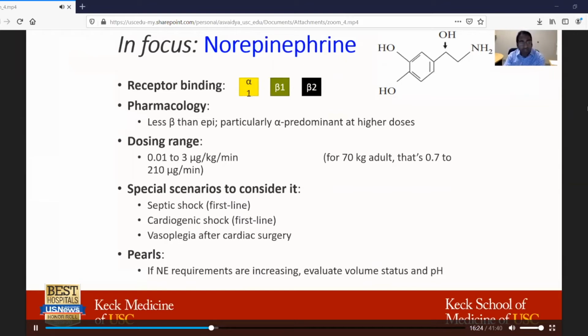An important pearl to remember is that if your norepinephrine requirements are increasing, two things you can't miss: you have to go back to the drawing board and make sure that you have a good assessment of the patient's volume status, that you're not treating hypovolemic shock, for example, with higher doses of pressors, but also that the pH is adequate. If the pH is less than about 7.2, you start having diminished or no response to catecholamines, endogenous and exogenous. So make sure that you're treating the underlying causes of the acidosis in that setting, or treating them with bicarbonate so they can have some receptor activity.